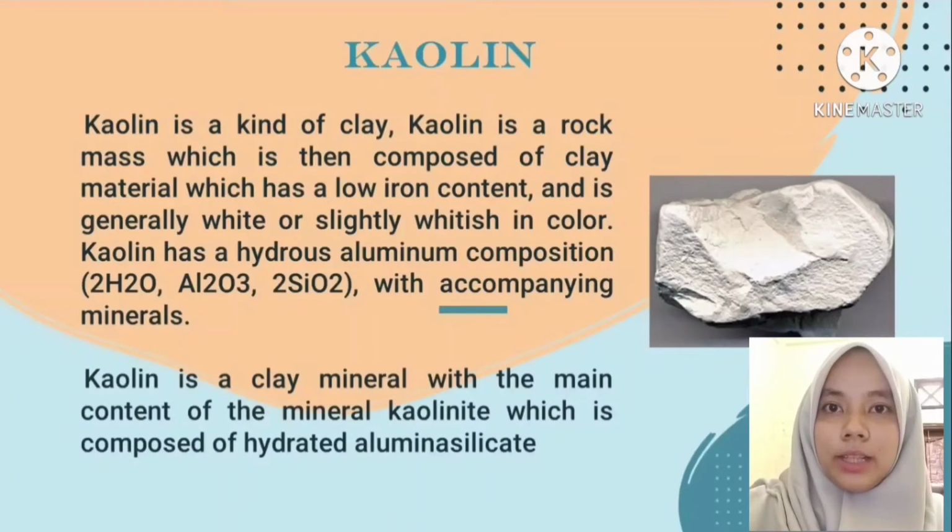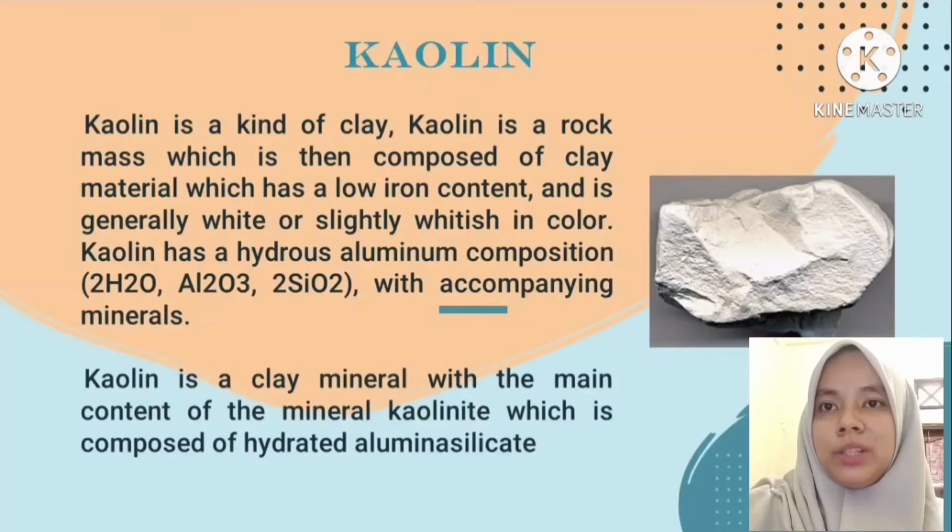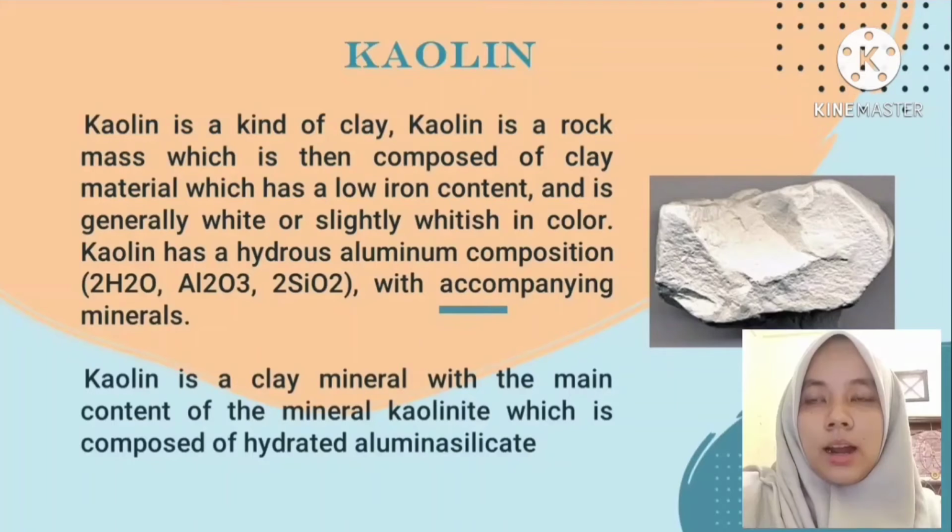So what is kaolin? Kaolin is a kind of clay. Kaolin is a washed rock composed of kaolin material, which has a low iron content and is generally white or slightly whitish in color. Kaolin has a hydrous aluminium composition with accompanying minerals. Kaolin is a clay mineral with the main content of the mineral kaolinite, which is composed of hydrated aluminium silicate.